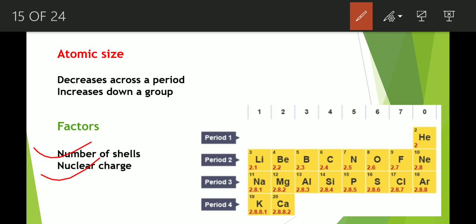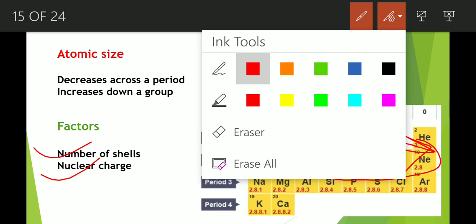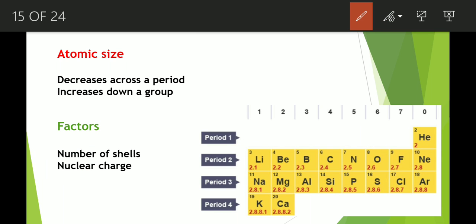Let's take an example of period 2. These are the elements of period 2. Now, across the period, that means when we go from left to right of this particular period, we will see that the number of shells remains the same. Why? See, in case of lithium, it's 2, 1. In case of beryllium, it's 2, 2. In case of boron, it's 2, 3.